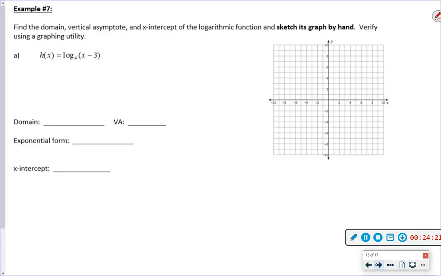So let's do it. Find the domain, vertical asymptote, x-intercept, and so on. Notice it's in bold, sketch by hand. There is a way to do it in your calculator, and verify with the calculator. We'll do that at the end.